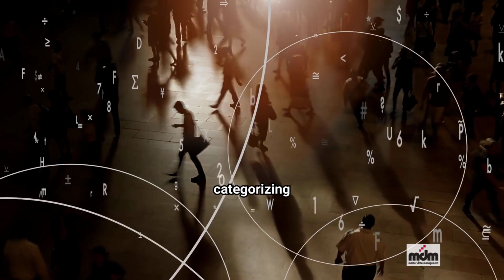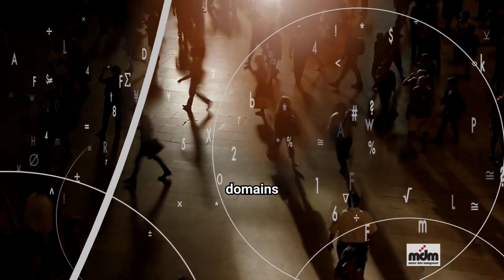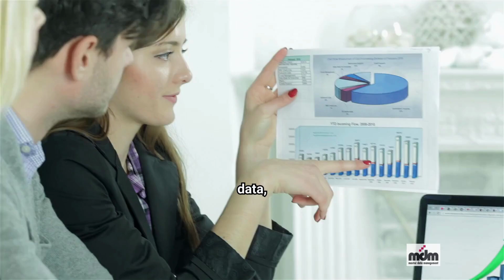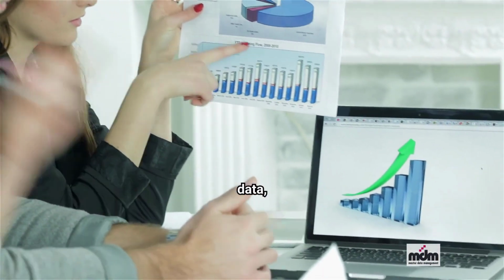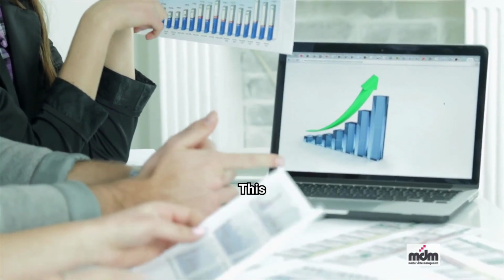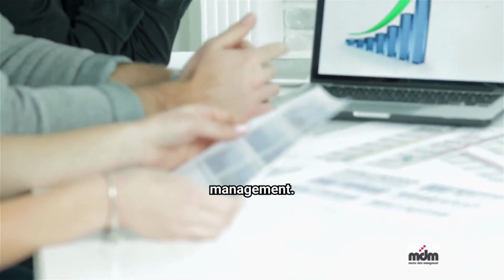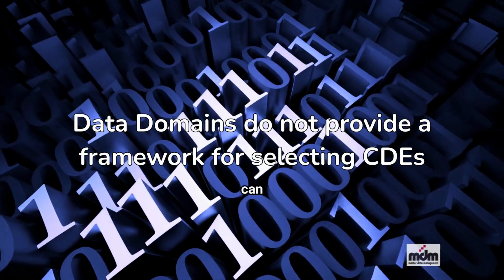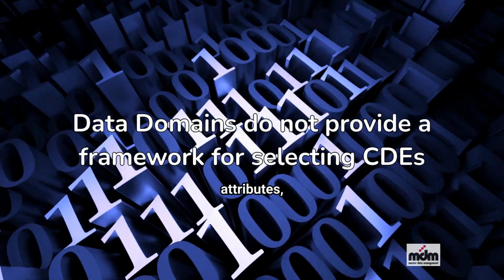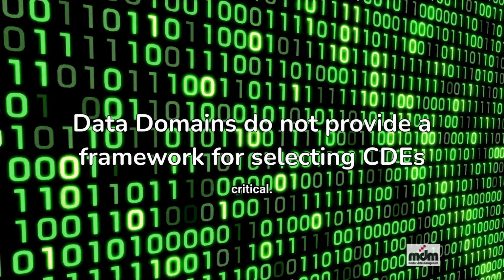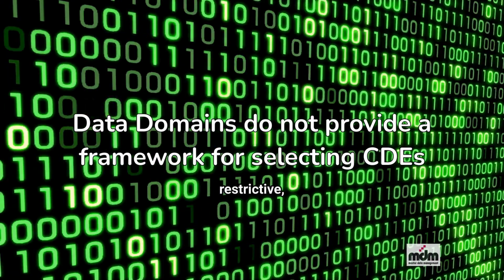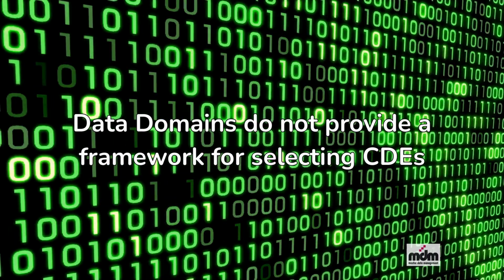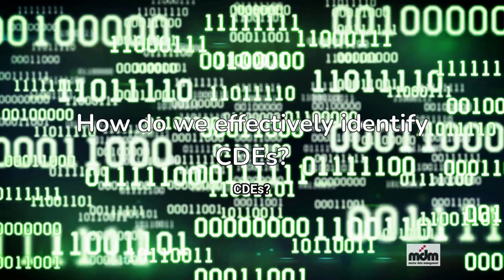A common approach to categorizing data is to divide it into data domains, subsets of data that describe specific business areas like customer data, product data, employee data, or transaction data. This approach is often used in master data management. However, using domains alone presents challenges. Domains can be very large, containing hundreds of attributes, not all of which are critical. On the other hand, domains can also be too restrictive, as real business problems often require data elements from multiple domains. So, how do we effectively identify CDEs?